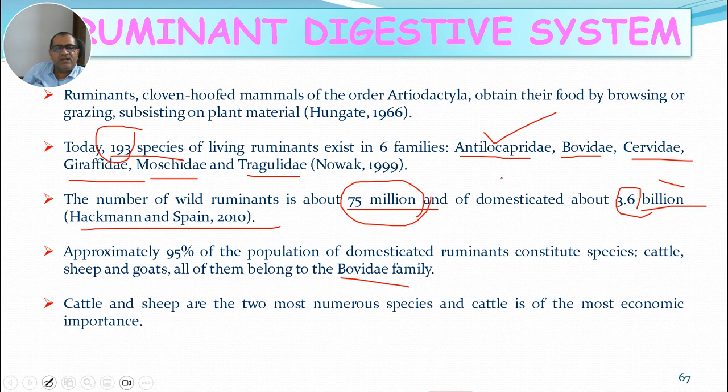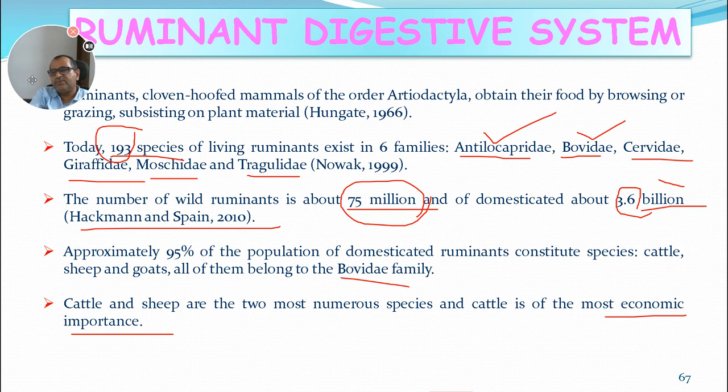Antelope, Bovidae, Cervidae, etc. Then Cervidae is the sheep and goat. And cattle and sheep are the most numerous species, and cattle is of most economic importance, especially as far as India is concerned. Apart from that, sheep and goat are also there, but in India it is one of the important species.